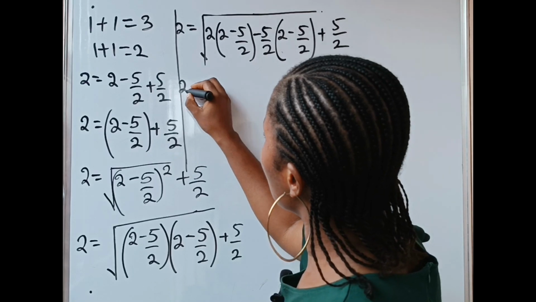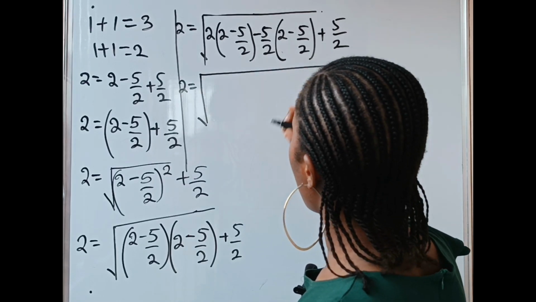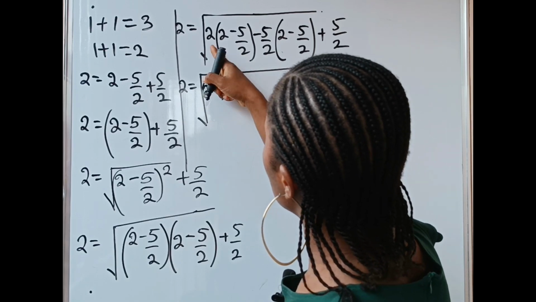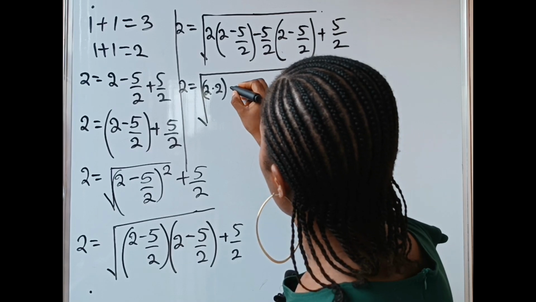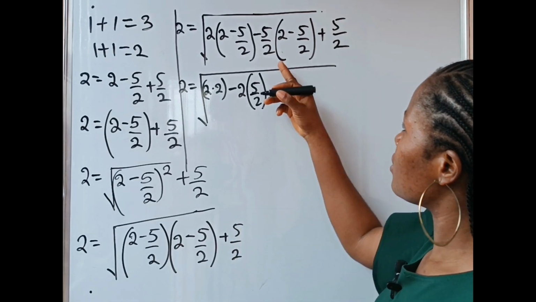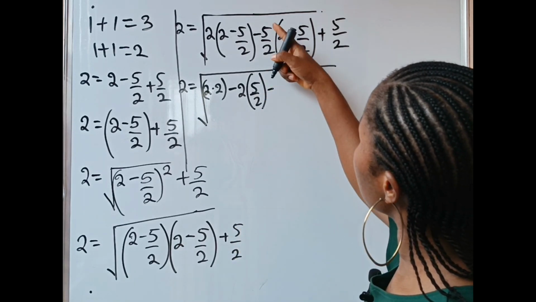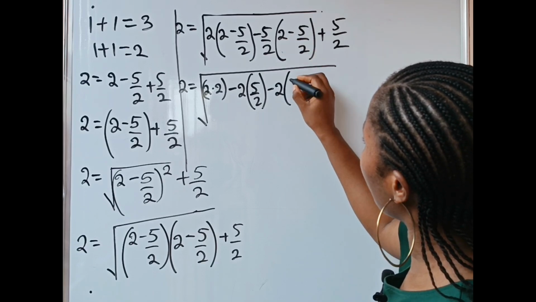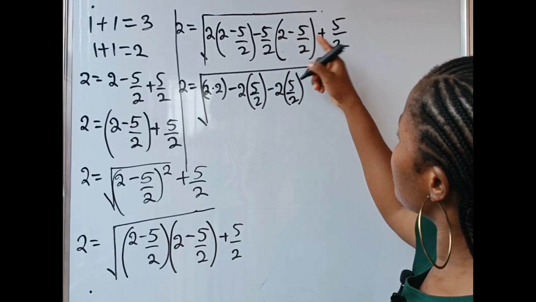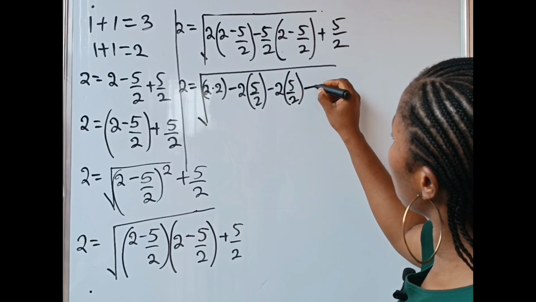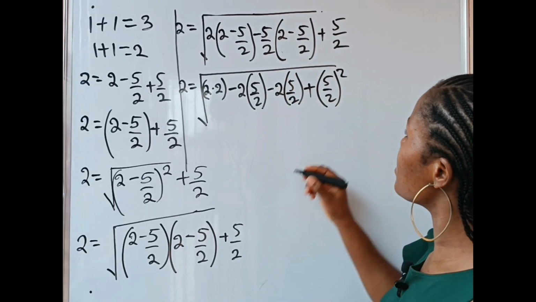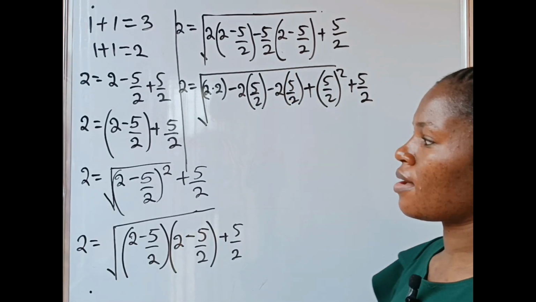Okay, now we have 2 is equal to the square root, 2 times 2, right? 2 multiplied by 2, then 2 times minus 5 over 2, then minus, because of this minus sign, 2 multiplied by 5 over 2. Okay, now to this side the same thing, this will be minus 5 over 2 times 2, minus 2 times 5 over 2. Now minus this times this, then minus minus will give us plus, so it's still going to be plus 5 over 2 squared. We have the same thing, right? All right, plus 5 over 2.